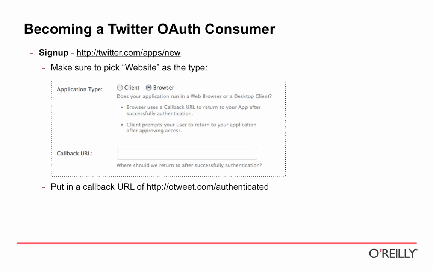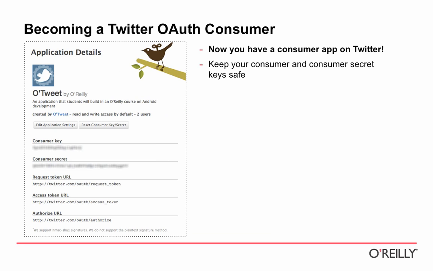And again, if you sign up as an OAuth consumer, it's important that you pick the browser type of application type on the sign-up page, or the edit page, as the case may be, and put in a callback URL of otweet.com authenticated. And you'll see where that fits in just a second. And the two important pieces of information we just talked about, the consumer key and the consumer secret key, are available to you on the application details page of your application that you sign up for. And I'll show you where to put those in our project in just a little bit.